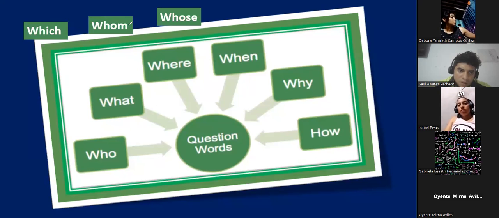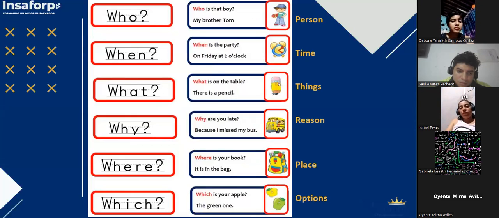Ahora, este es whom. Hay que cerrar esta M. Whom. Es esta, pero con la letra M. A ver, whose. Like a letter Z. Whose. Aquí es como que dijéramos este who, pero con una Z. Who's.